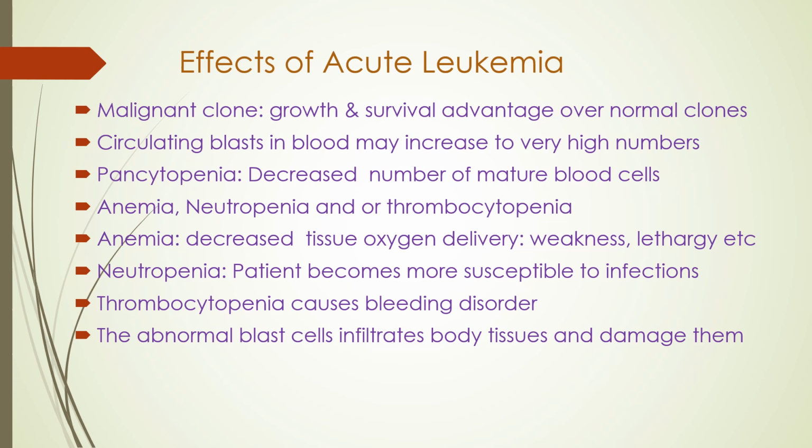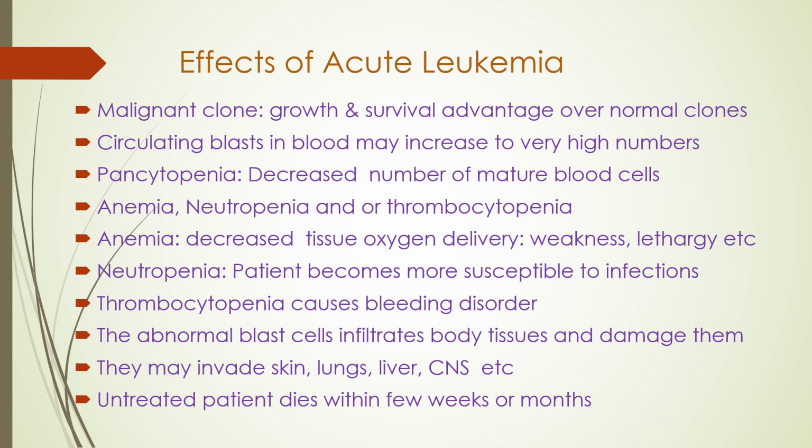The abnormal blast cells infiltrate body tissues and damage them. They may infiltrate the skin, the gums, the liver, and they may go into the brain also, and they may damage and destroy them. So there may be a decreased function of these organs which are infiltrated by the abnormal blast cells. If the patient is not treated in time, then due to these problems, the patient may die within a few weeks or months.